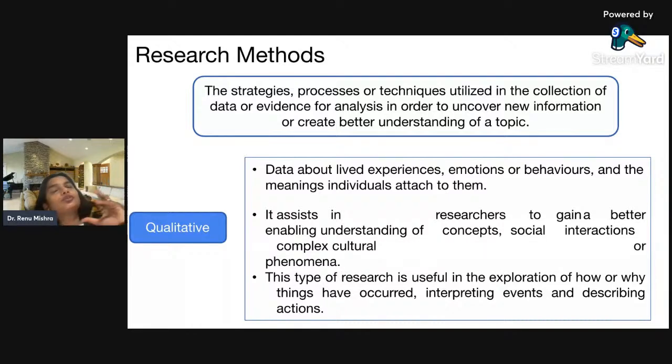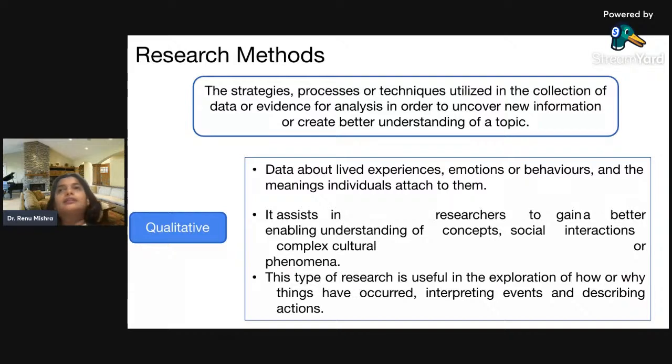Let's say you traveled to some XYZ country, and somebody is asking about your experience. How did you feel? Whatever information you are sharing with that person, that's qualitative data. Just understand it like this: whenever you are dealing with information which gives you an answer about how and why, you are using qualitative research methods.